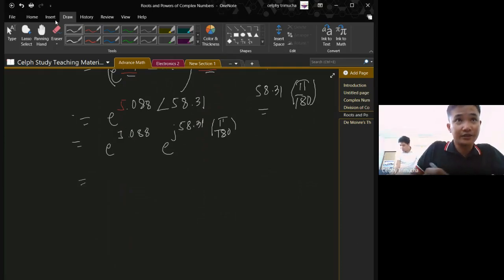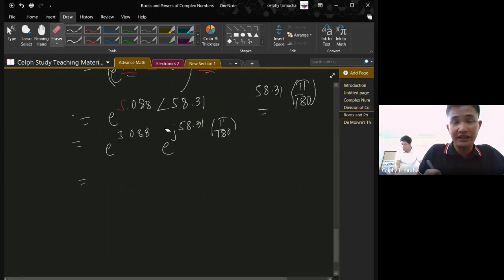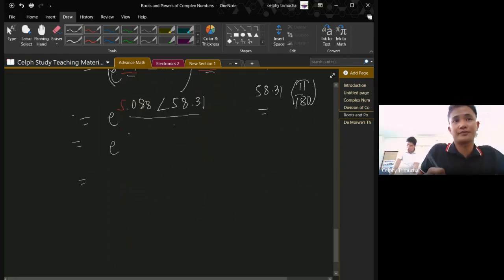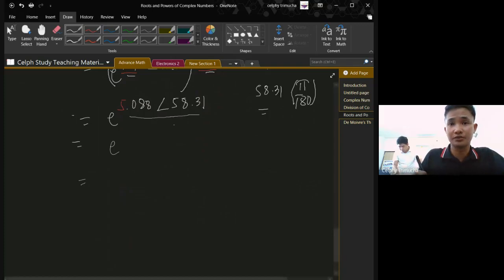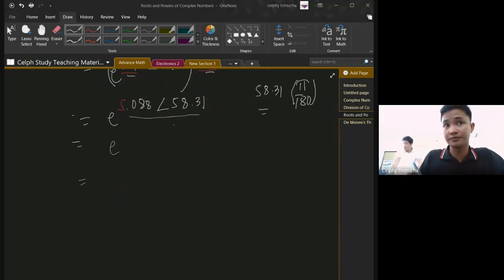So, may nagsala ta galing nga part ho. So, before kita mag-separate, dapat naka-express siya in rectangular form. Hindi siya pwede ma-separate nga naka-polar form siya. So, convert na lang siya into rectangular nga form. 5.088 angle 58.31 should be expressed in rectangular nga form.